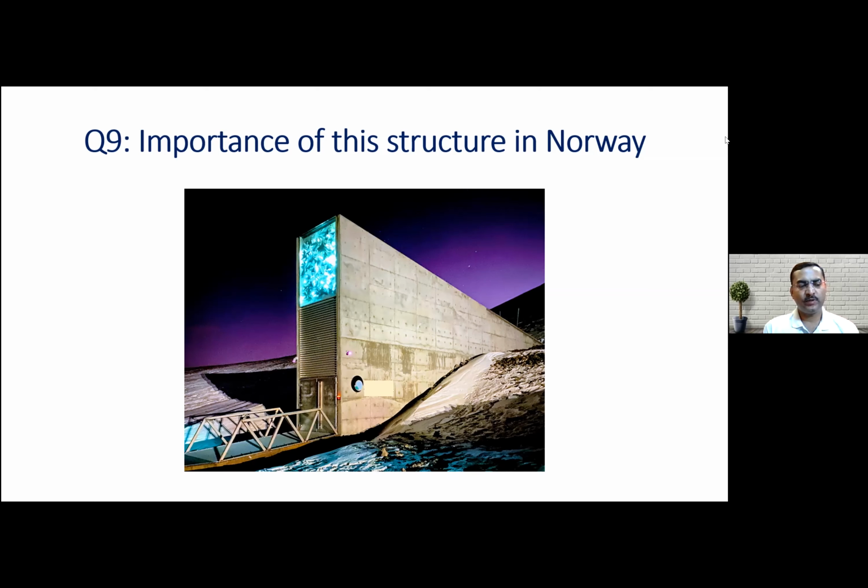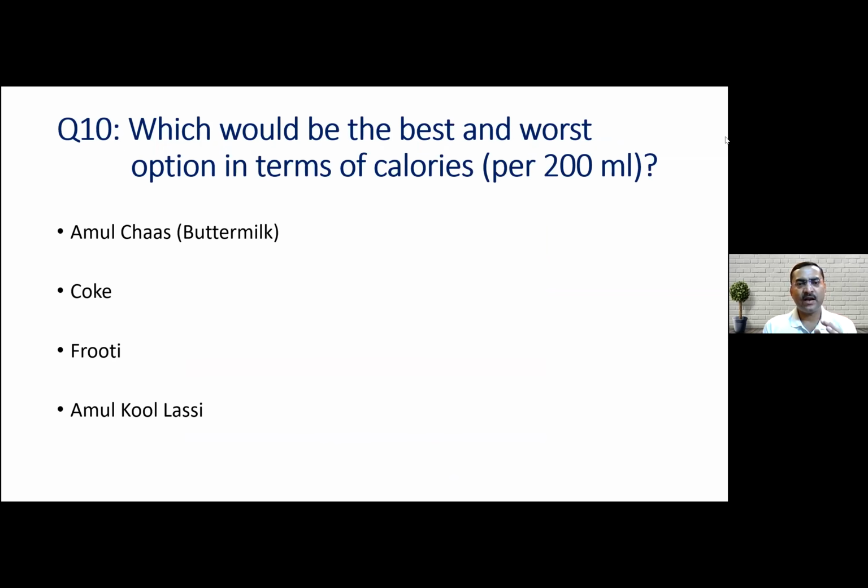I move over to the last and final question for today's quiz, after which I'll be waiting for a minute and then I'll be giving out the answers to the questions. So there are 4 beverages that are shown on the screen in front of you. I want you to tell me in terms of calories, if I take 200 milliliters of each of these beverages, which will have the lowest calorie content, which will have the highest calorie content?